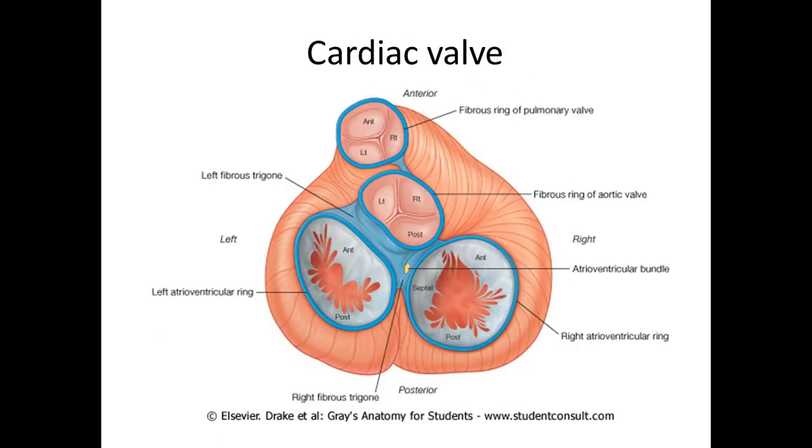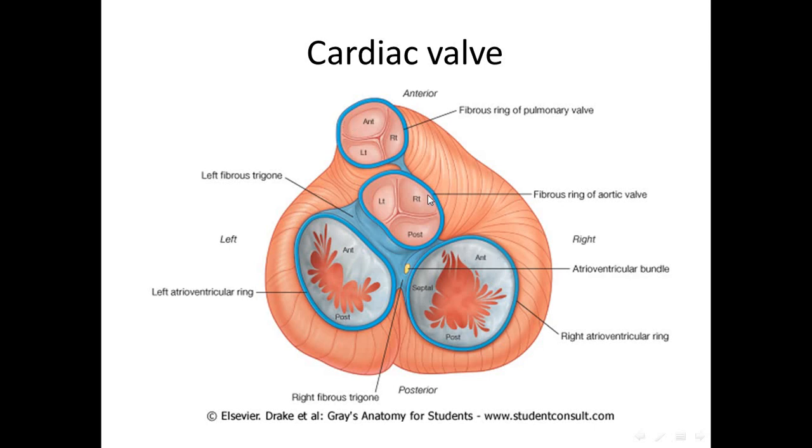This is a superior view of almost all the cardiac valves. But here you need to notice that this is the right, this is the left. This is not the case in imaging. In the imaging, this area is the left and here is the right. Here it's vice versa. So here on the left we see the mitral valve with its anterior and posterior cusps.